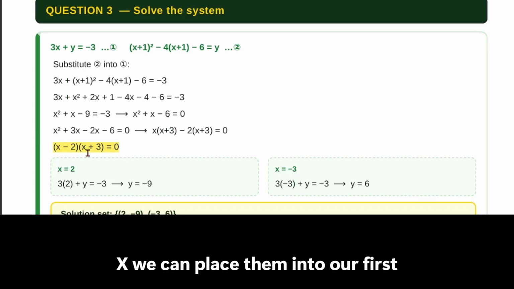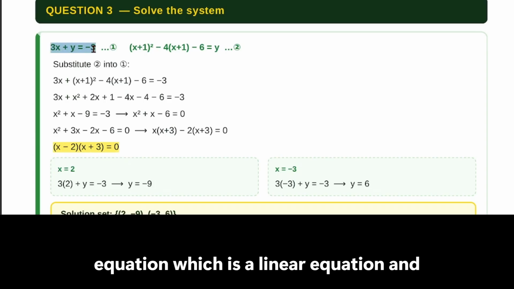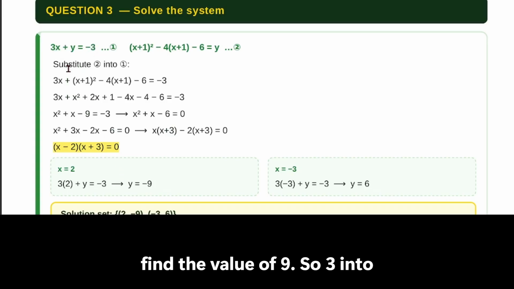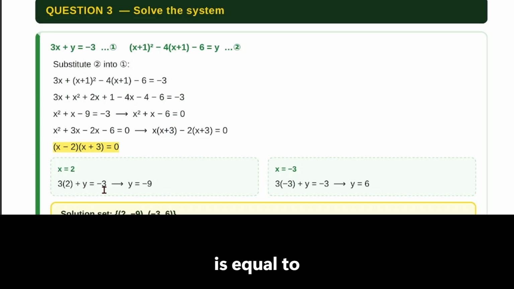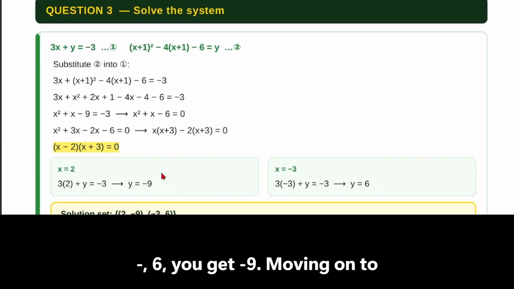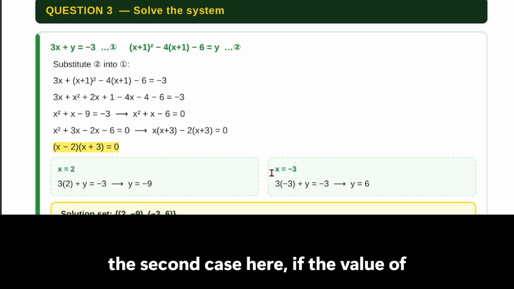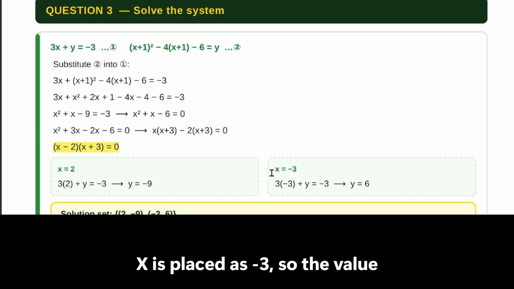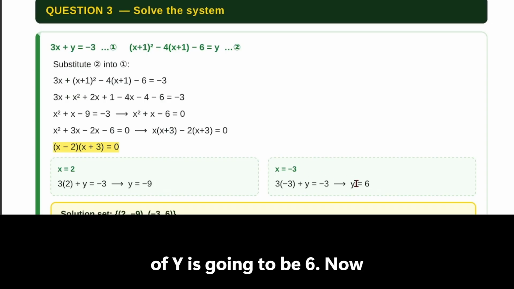Now for these values of x, we can place them into our first equation, which is a linear equation, and find the value of y. So 3 into the value of 2 is 6. 6 plus y is equal to negative 3. If you take y is equal to negative 3 minus 6, you get negative 9. Moving on to the second case, here if the value of x is placed as negative 3, so the value of y is going to be 6.